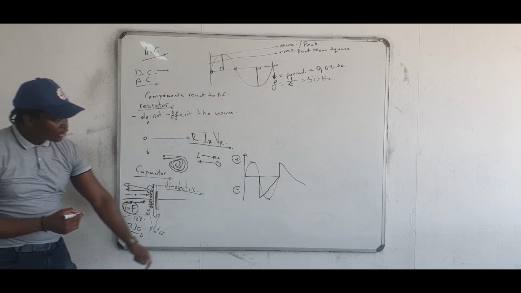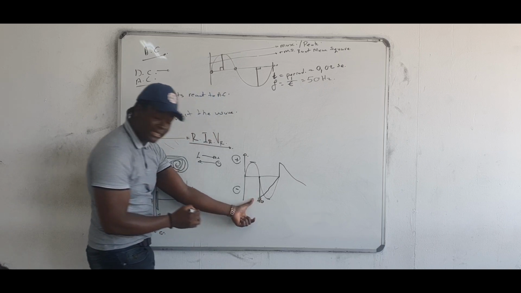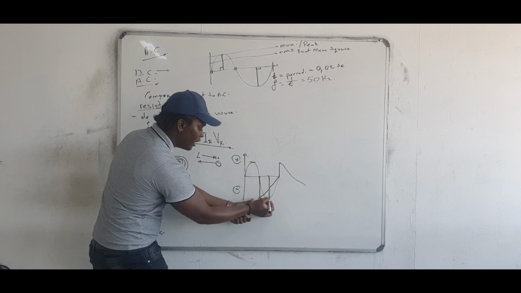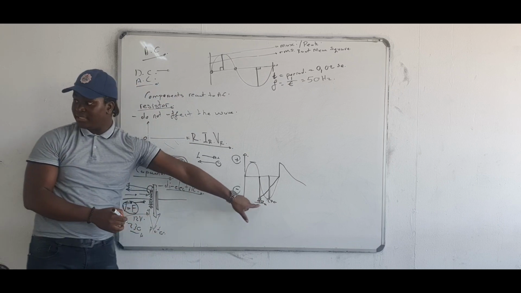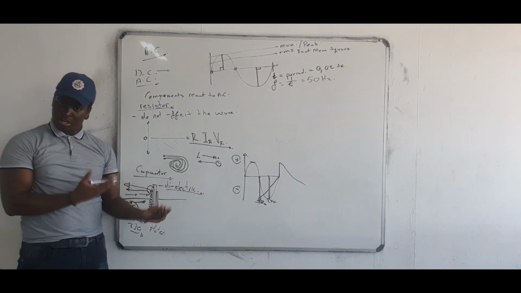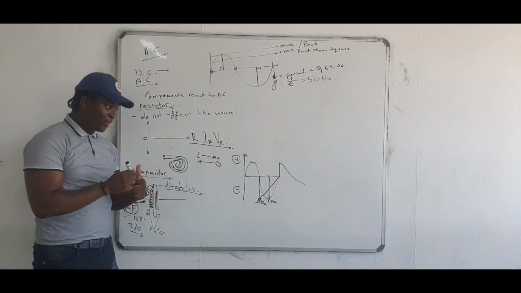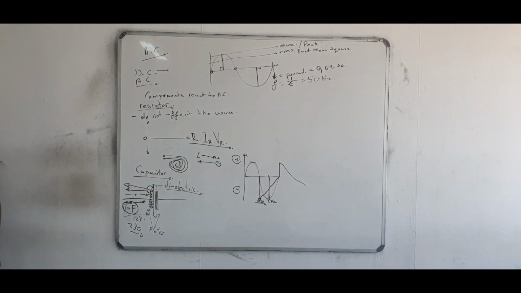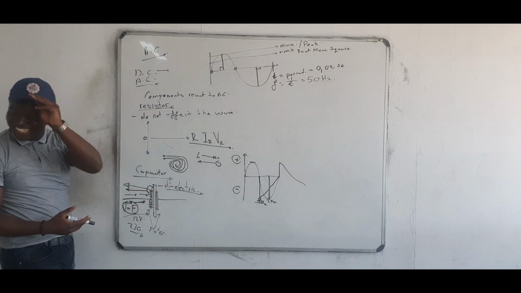Are we together? So here we got our maximum at 180. We are supposed to get our maximum here at 270, but we got our maximum at 180. So because of that, our current has been released early. I know releasing early is not a good thing, but in this case, our current has been released early.